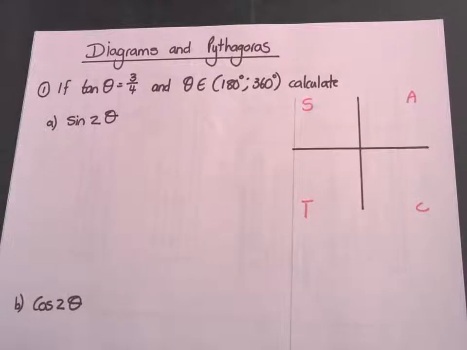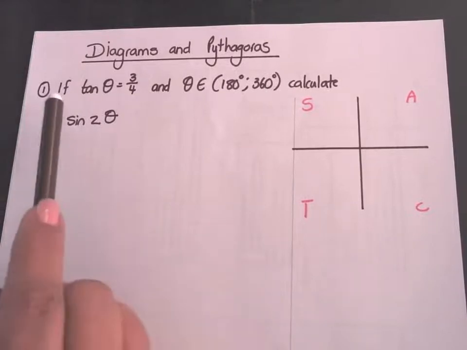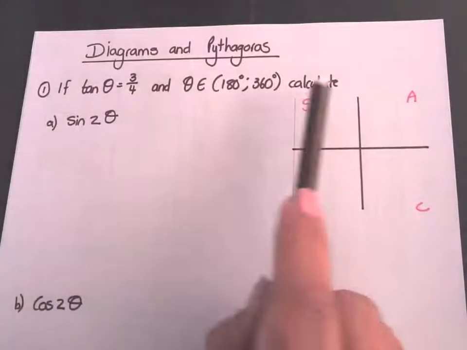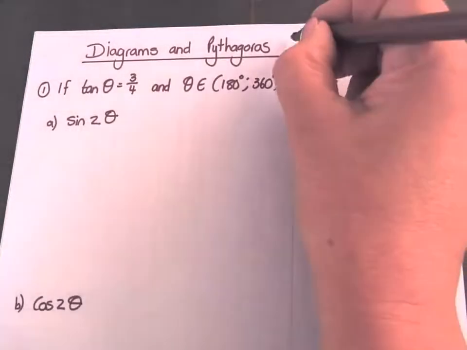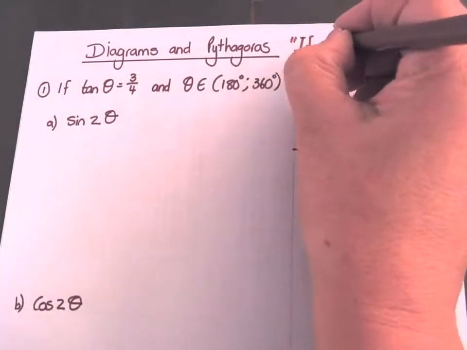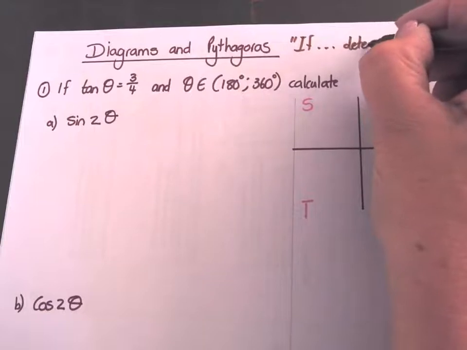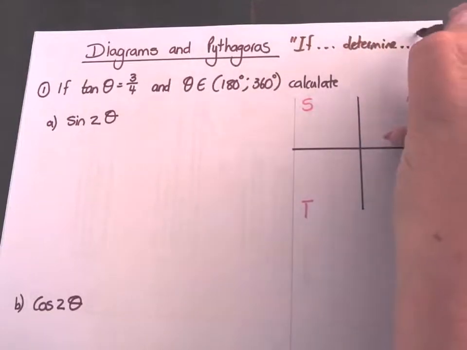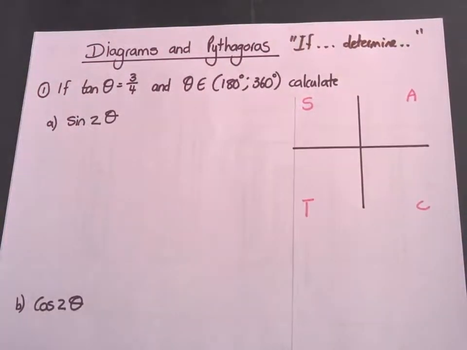This is about diagrams and Pythagoras. You will recognize it from grade 11, the if, then, calculate sums. So it's the if, determine sums. But in grade 12, we have double angles, compound angles, etc., or double two cos diagrams, etc. in these type of sums.